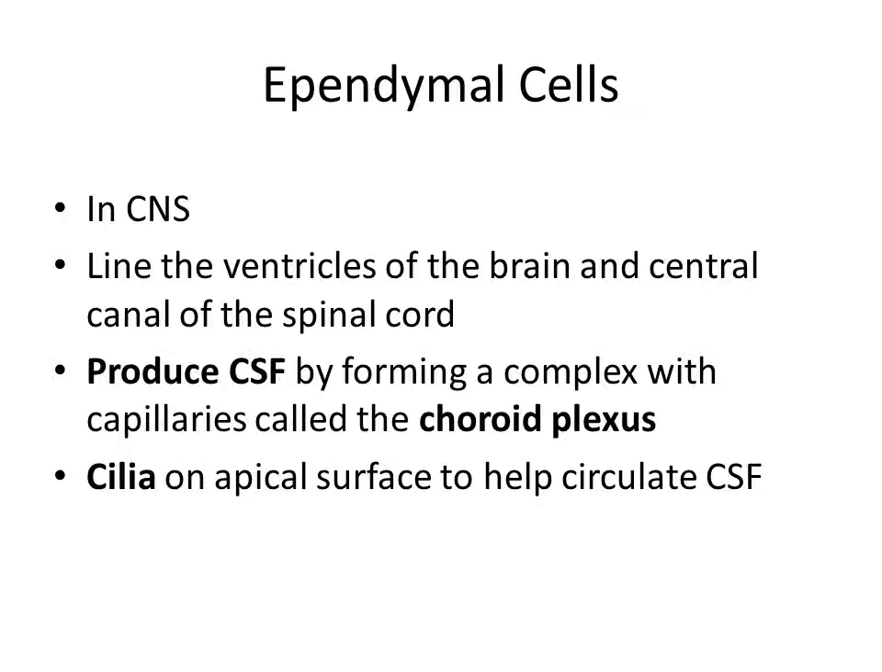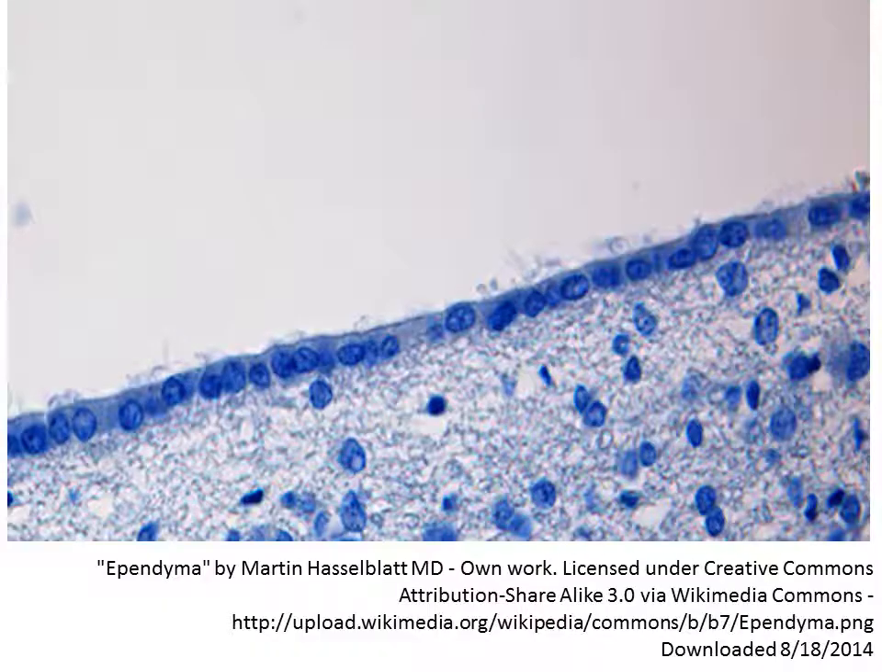And in this case, we want to be able to circulate our cerebral spinal fluid, so that apical surface of these cells has cilia on it. Cilia act like little hairs that move. They typically wave in one direction to help move things along in one direction. And here you can see ependymal cells, and you can see the little hair-like cilia along the edges. The major area that's blank at the top of the image would be the lumen of the ventricle.